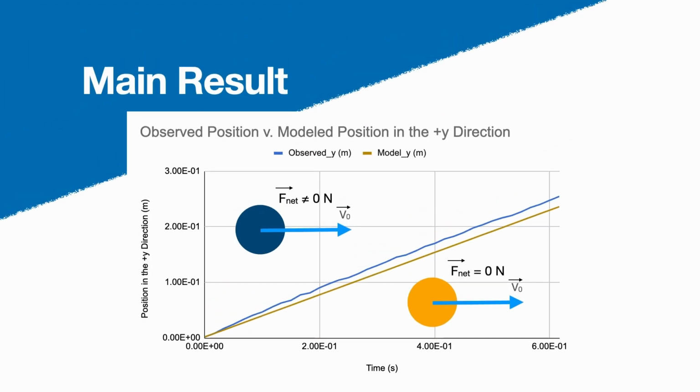After these steps, the main result of my lab is that there's evidence my observed ball did not have net zero forces acting on it, since its position changed at a faster rate than that of its predicted change of position under constant velocity conditions in my model.